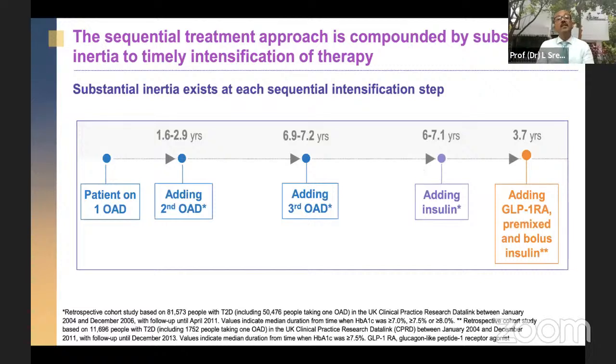So look at the sequential treatment approach, which is compounded by inertia. To add a third drug, it takes about 6-7 years. To add insulin, it takes beyond 7 years.